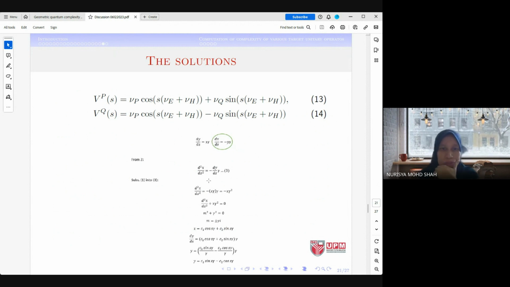You can just substitute. Okay, you try to differentiate one time and then you substitute in another equation, and in the end you end up trying to find the roots. So you have the complex roots, so you end up with the general solutions of this part: C1 cos S gamma, C2 sine S gamma. Your gamma is again VE plus VH.